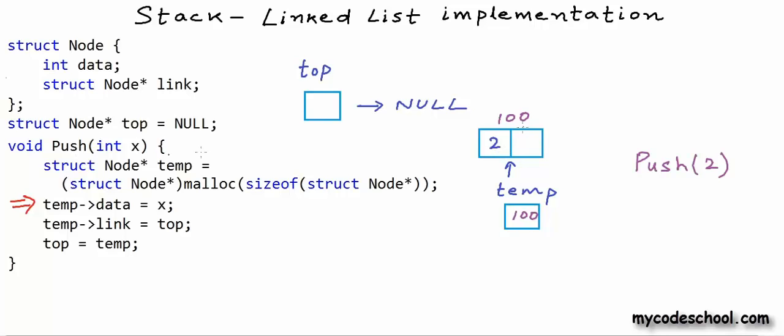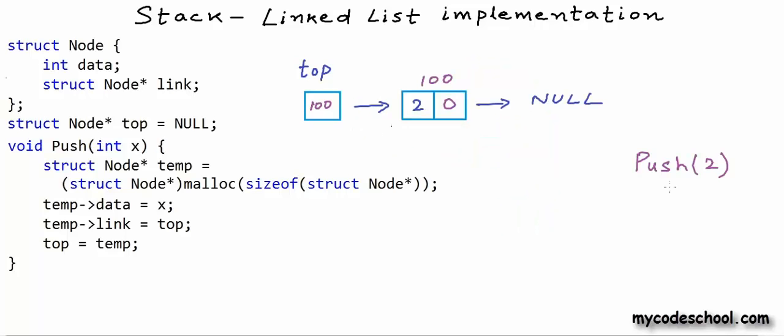Then we are setting the link part of this newly created node as existing top. So we are building this link. And then we are saying top equal temp, so we are building this link. This is simple insertion at beginning of a linked list. We have one complete video in this series on how to insert a node at beginning of linked list.